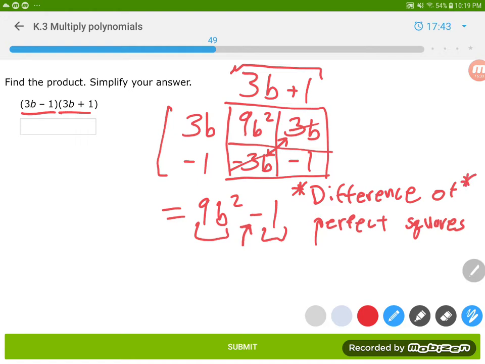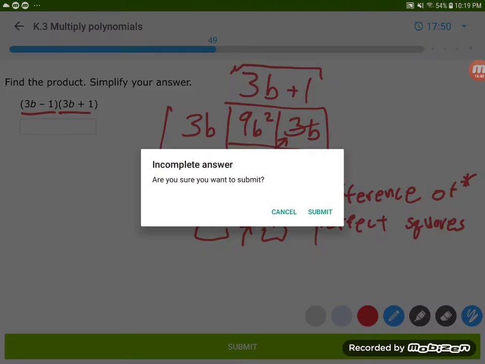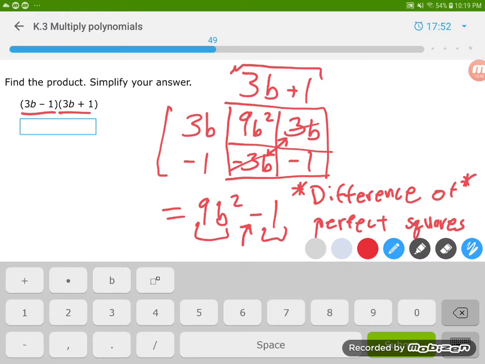If you don't notice it, you will get by just fine, but it will help you out to keep this pattern in mind. Alright, so our final answer is 9b squared minus 1.